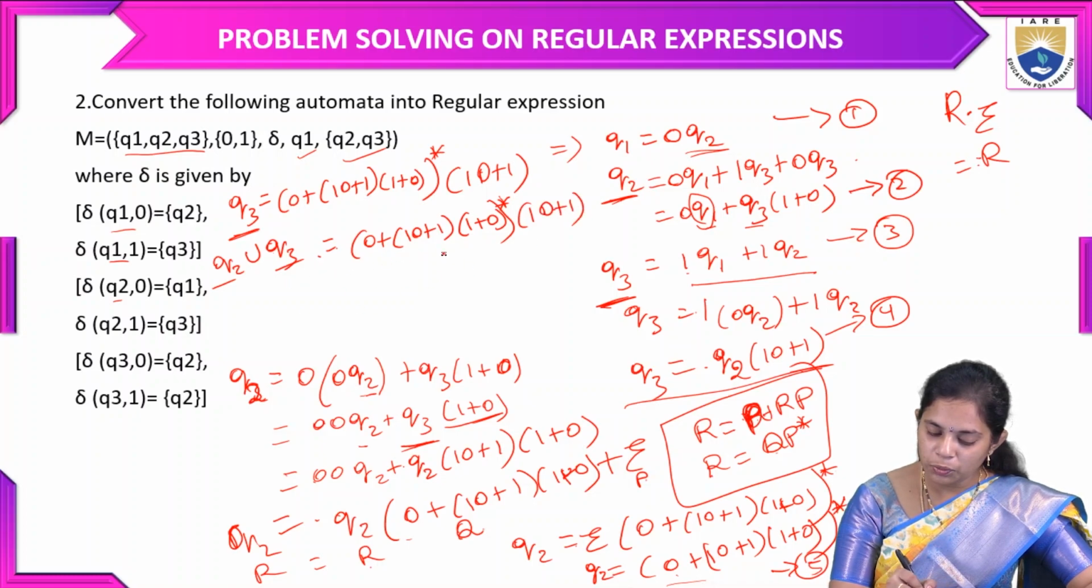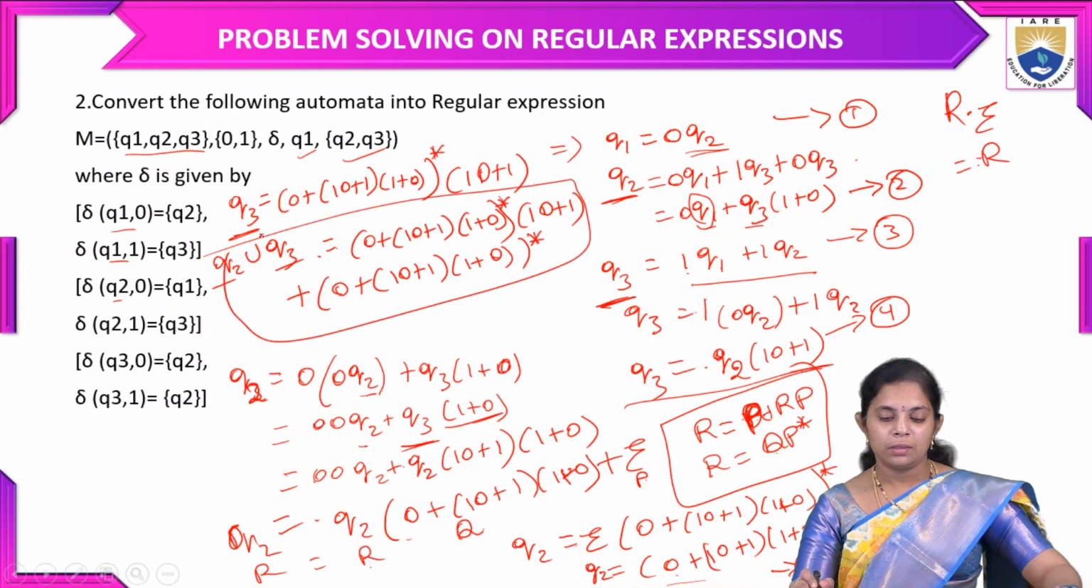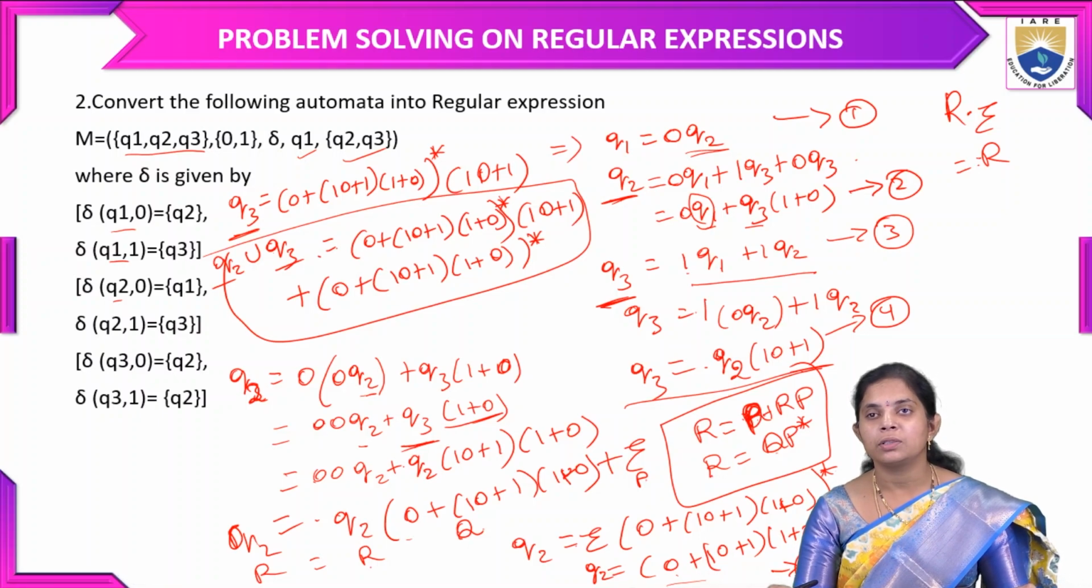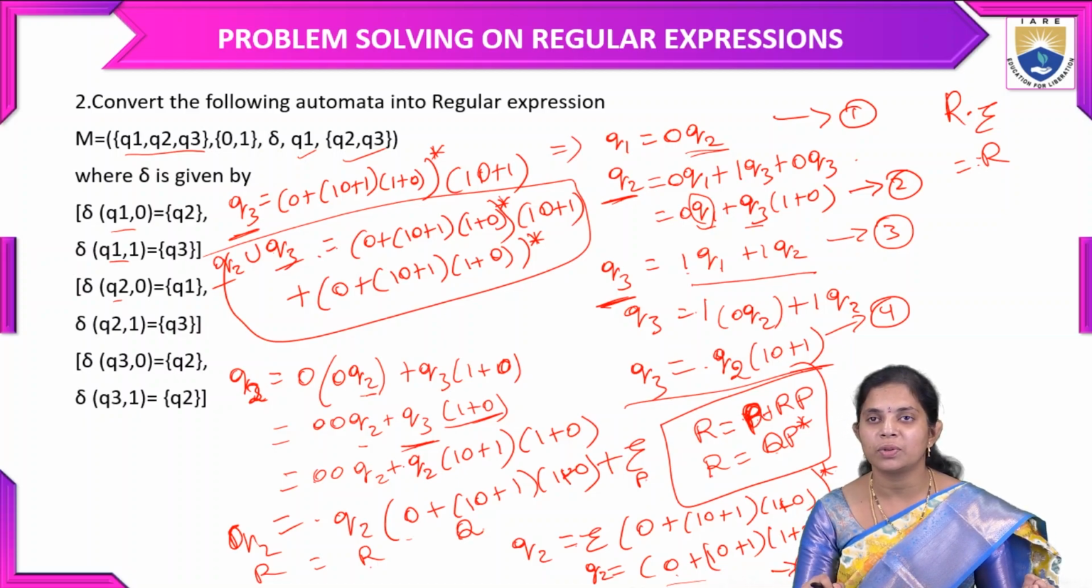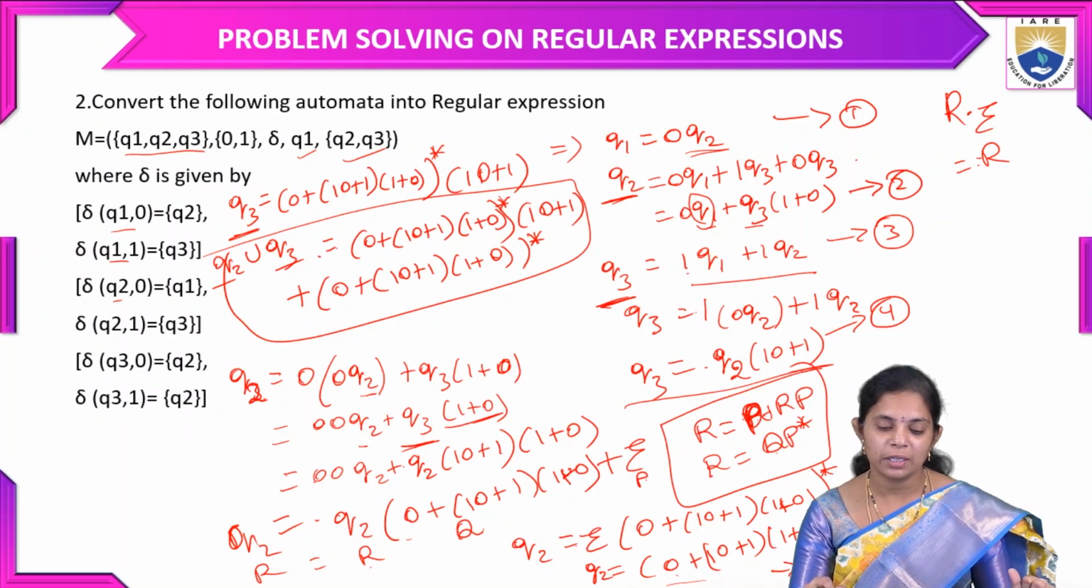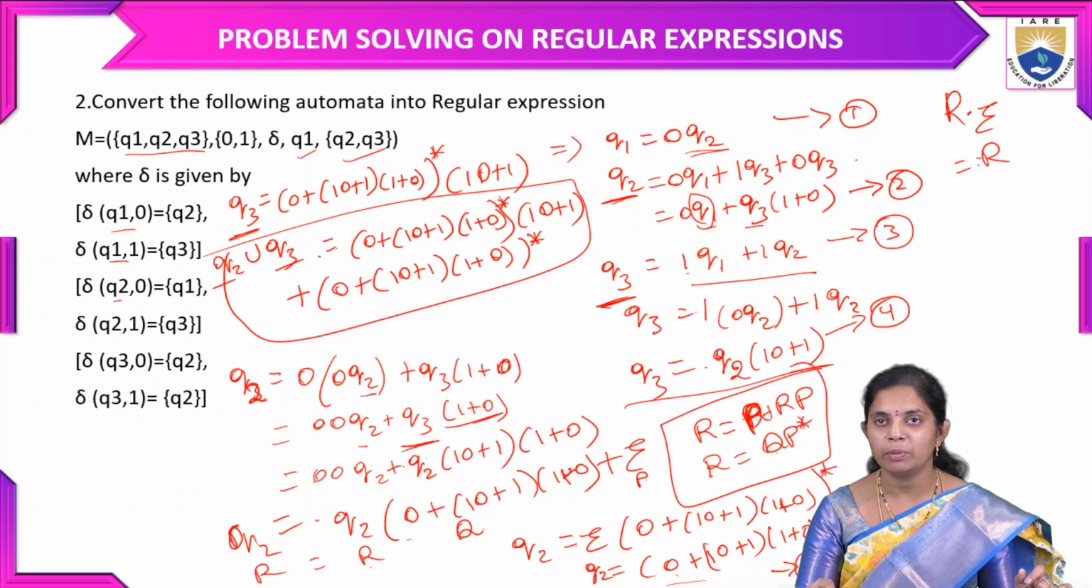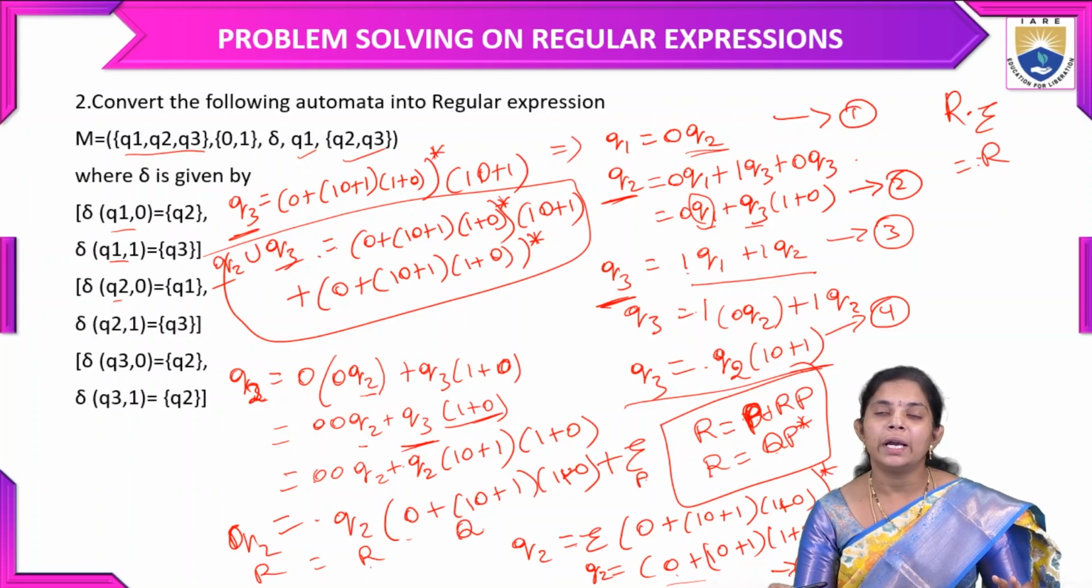So this is Q2, and we need to union plus, again we need to write this Q3 value, 1 0 1 1 plus 0 whole star. So this is the regular expression for this given finite automata. Like this, first we need to write the transition diagram, then we need to write the equations by seeing the diagram, what are the incoming edges for every state, and then we need to solve the equations one by one by using the identity rules.